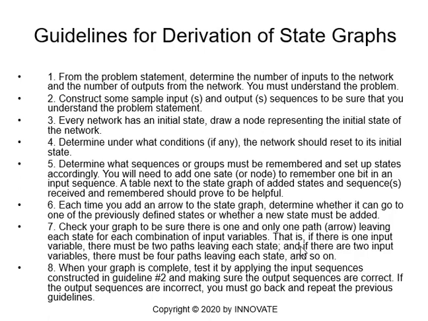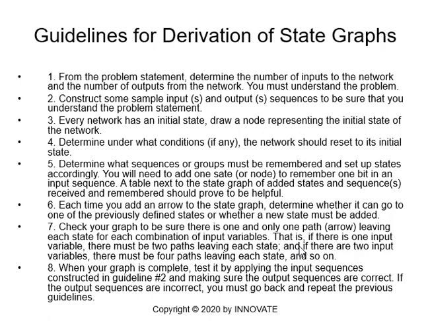8. When your graph is complete, test it by applying the input sequences constructed in guideline number 2 and making sure that the output sequences are correct. If the output sequences are incorrect, you must go back and repeat the previous guidelines because your state graph is wrong and you have to redesign it. So those are really the main important guidelines for derivation of a state graph.